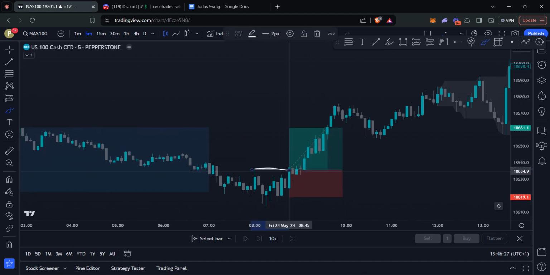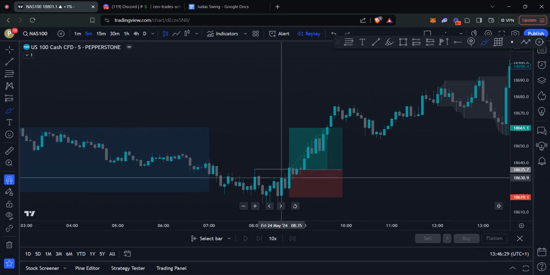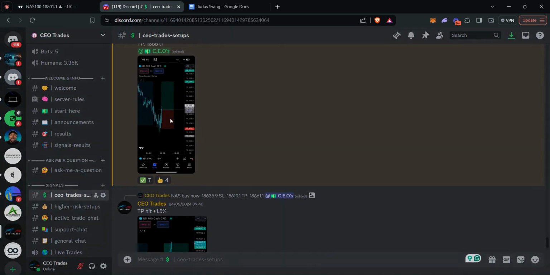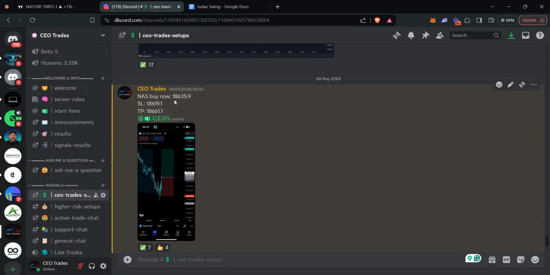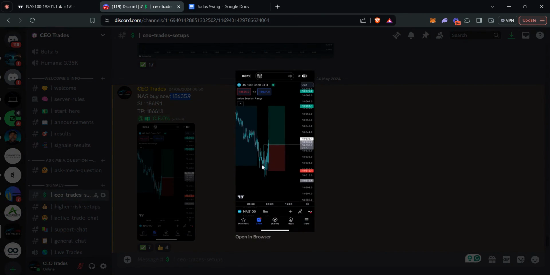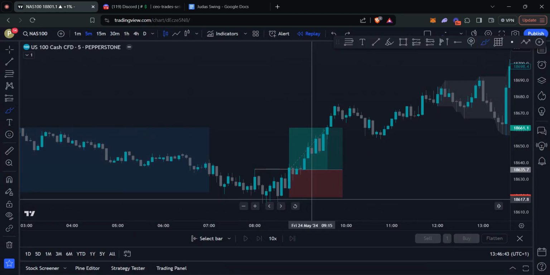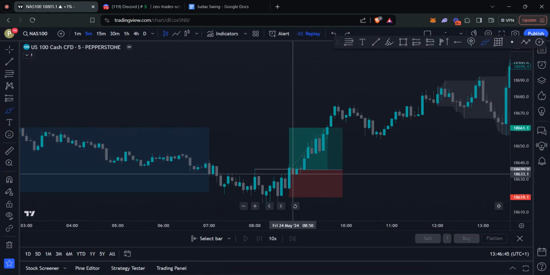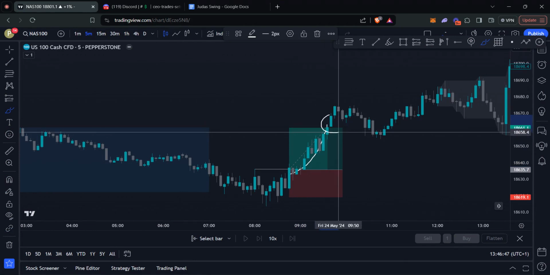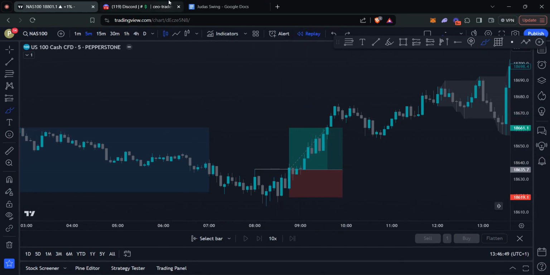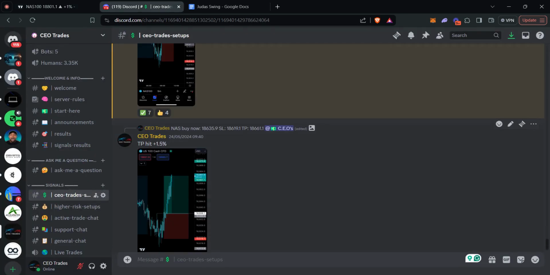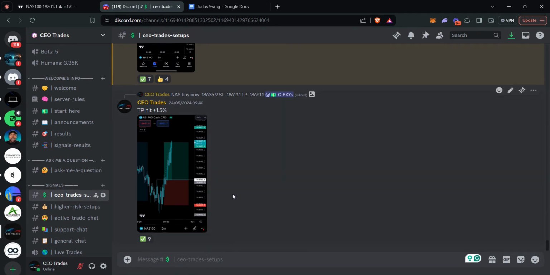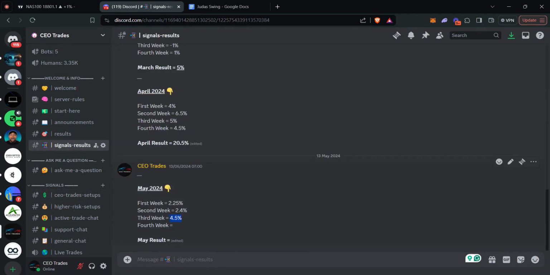Once we got a break of this lower high right here, I sent this NAS buy limit into the Discord, as we can see right here at 8:50 in the morning. Once we got this break and close above, I told everyone to get into NAS. Once we did, that was it. The rest was history. Price then flew straight to our take profit. And that was a nice 1.5% to close out the week, giving us a beautiful 4.5% gain on the account.